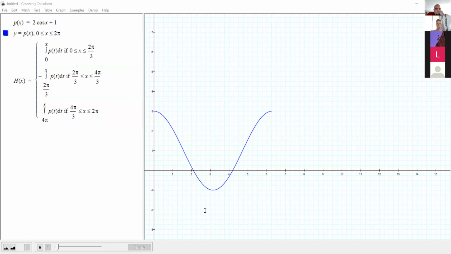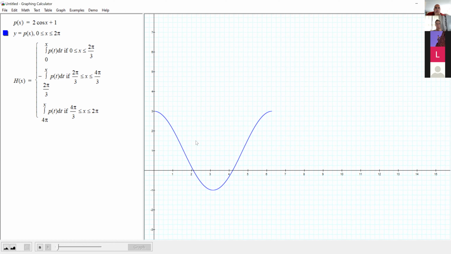So the question is, define a function h that gives the exact accumulation of unsigned area between the curve of p and the x-axis starting from x equals 0 without using an absolute value. So we first start out with the function and graphing it. Just from this we can tell that we're going to need 3 integrals because we have one set of domain, a second set, and then a third set.